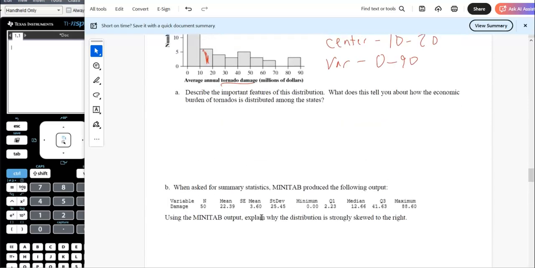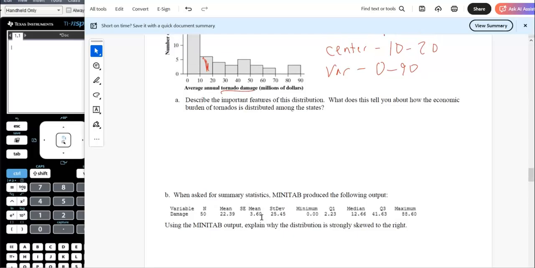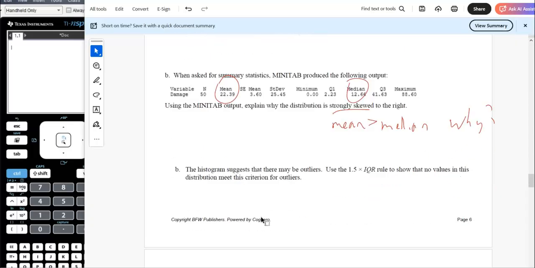When asked for summary stats, Minitab got that out. So that's like all the stats you need. Explain why the distribution is strongly skewed to the right. Well, if it's skewed to the right, what should be true about the median and the mean? The mean should be bigger than the median. Is that true? Is the mean, because it's skewed right, greater than the median? Why is that true? So you want to give a reason why? Well, because the median is resistant, but the mean is very much affected by outliers.